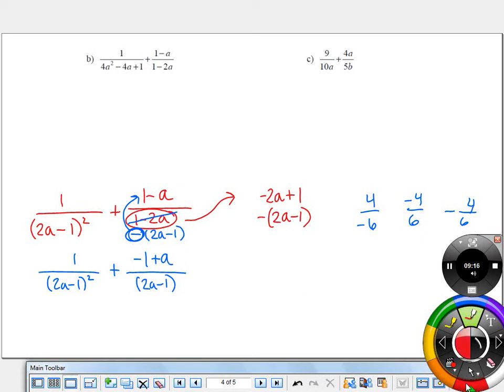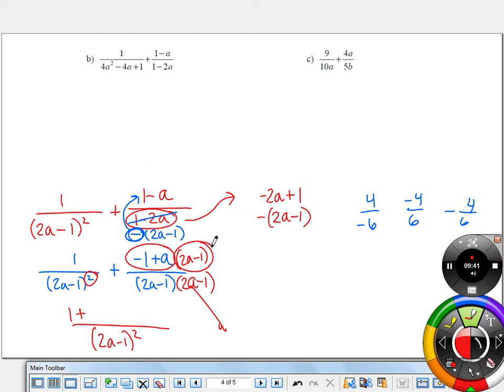Now they both have a factor of 2a minus 1, but this one is squared. So this second fraction needs another factor of 2a minus 1. So that's going to give me the common denominator of (2a minus 1) squared. And in my numerator, I'm going to have 1 from the first fraction plus what I get when I multiply these two quantities together. Okay? So I'm going to distribute, or FOIL, however we like to refer to it. That's negative 2a plus 1 plus 2a squared minus a.